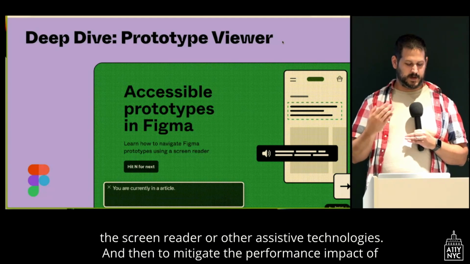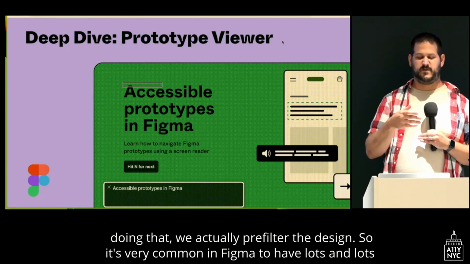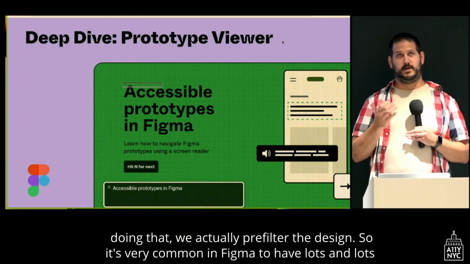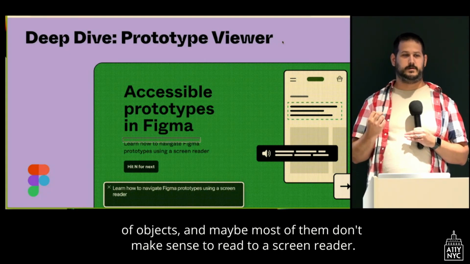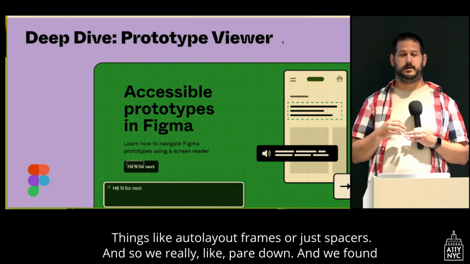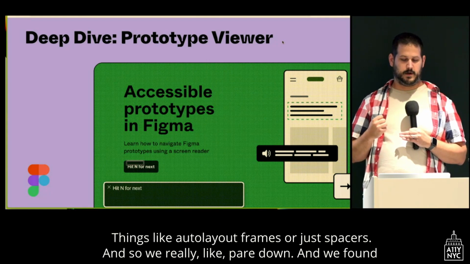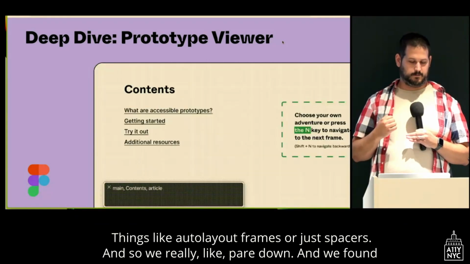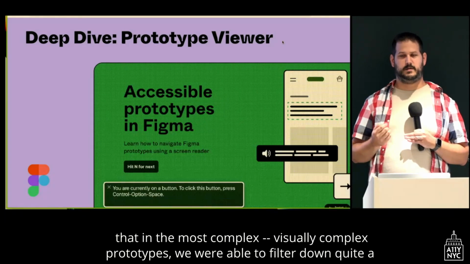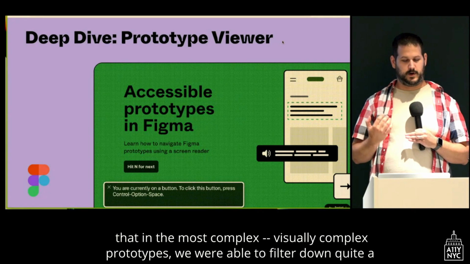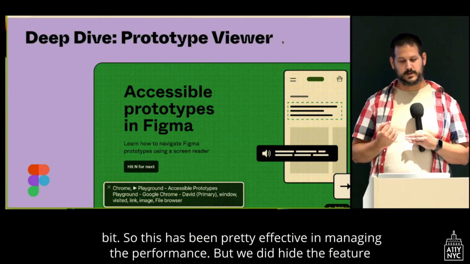And then to mitigate the performance impact of doing that, we actually pre-filter the design. It's very common in Figma to have lots and lots of objects, and maybe most of them don't make sense to read to a screen reader. Things like auto layout frames or just spacers. And so we really pare down, and we found that in the most visually complex prototypes, we were able to filter down quite a bit. And so this has been pretty effective in managing the performance.